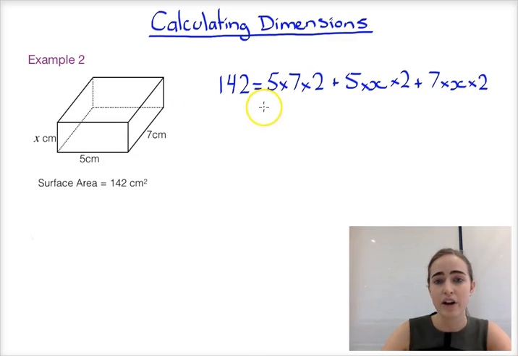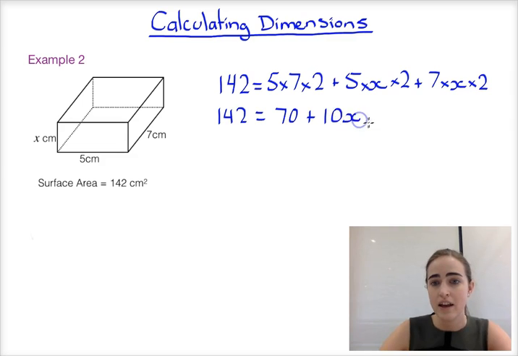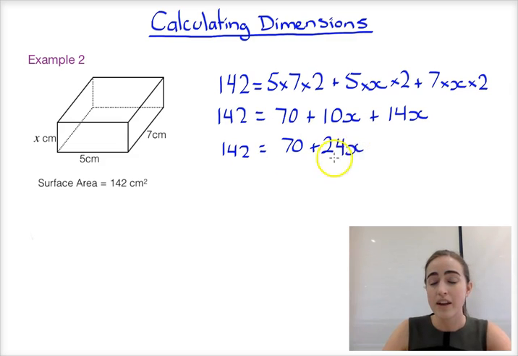So if we go through and simplify all of that a little bit, we've still got the 142 over this side. 5 times 7 times 2 is 70. Oh, sorry, 70, not 72. 5 times 2 is 10, so that term comes into a 10x, so plus 10x. And that 7 times 2 is a 14, so we'd have 14x there as well. So we'll just simplify that 10x plus 14x as well. So we've still got 142, 70 plus 24x. So that equation's looking a little bit nicer now, and we can go through and solve it.